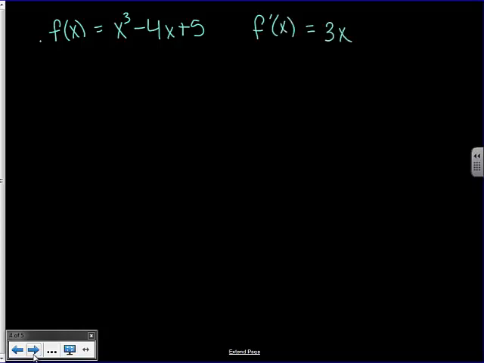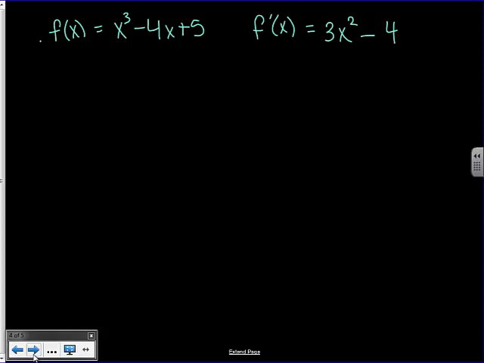Moving on, you may get some where you have to do multiple derivative rules. So if I give you f of x equals x cubed minus 4x plus 5, well, f prime of x, bring down my exponent, so 3x, take away 1 from my power is 2, minus, well, the derivative of anything in front of x is just that something. So it's just minus 4, and that's your answer.